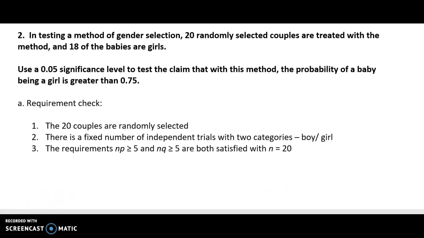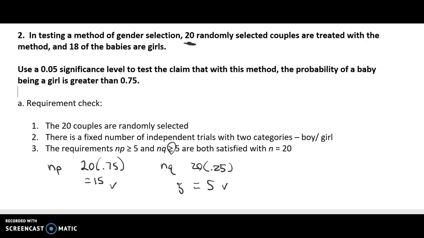The next requirement we need to check is that NP is greater than or equal to 5 and NQ is greater than or equal to 5 are both satisfied with N is 20 because there were 20 randomly selected couples. So 20 times P, which is 0.75, is equal to 15. That's in fact greater than 5. Now we know NQ would be 20 times 0.25. Well, that's 5. That is equal to 5. And that works because we had a greater than or equal to sign.